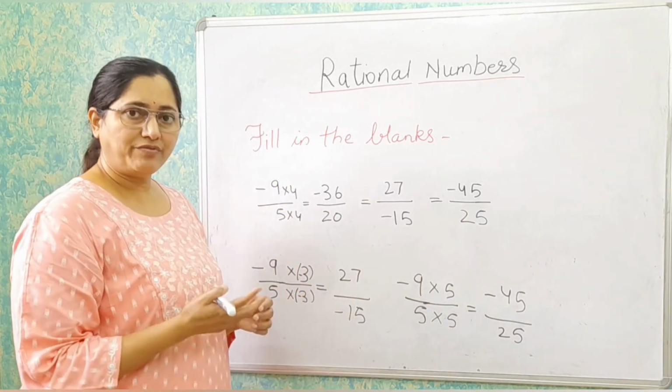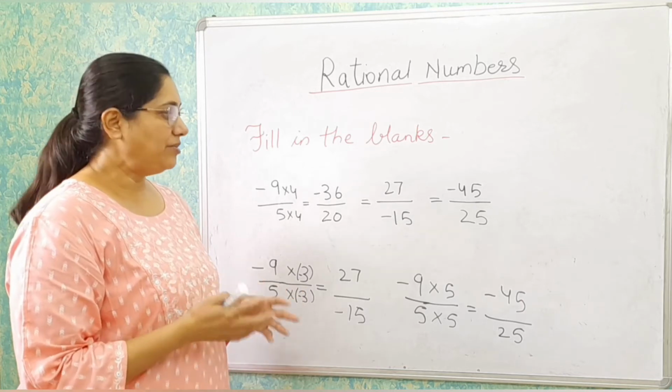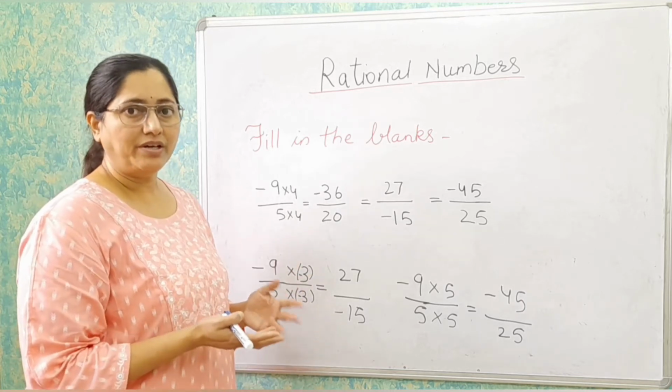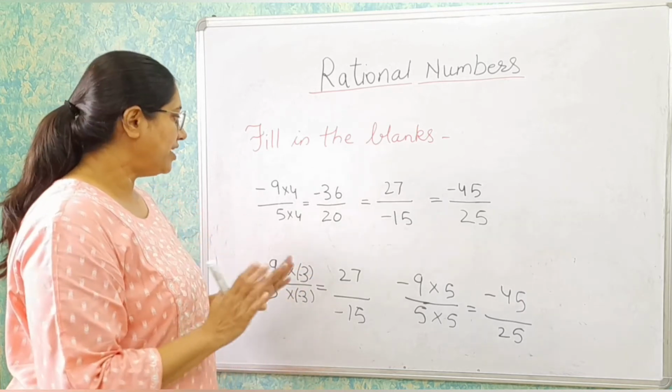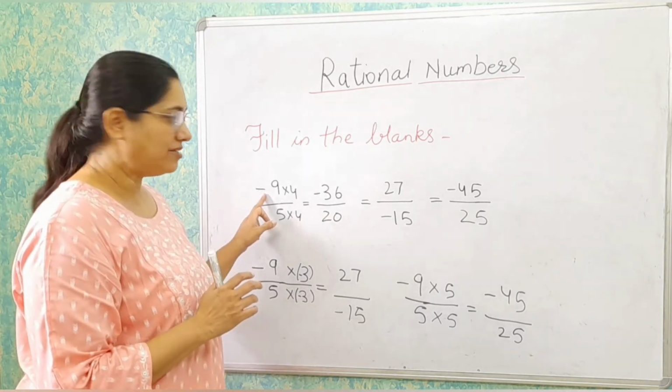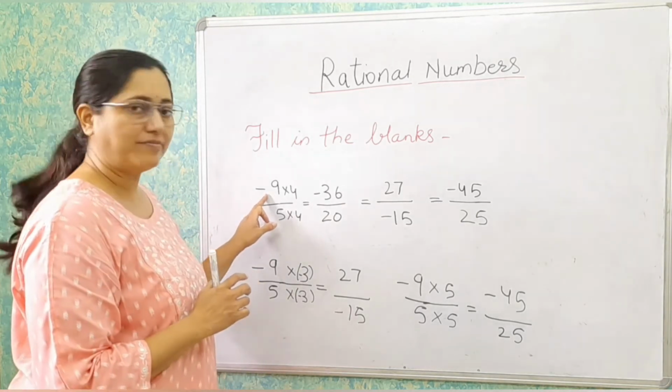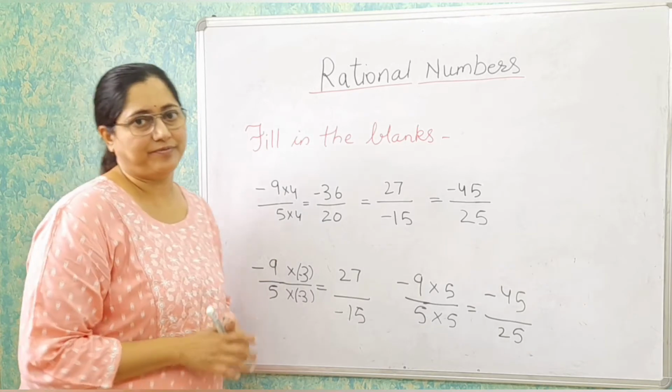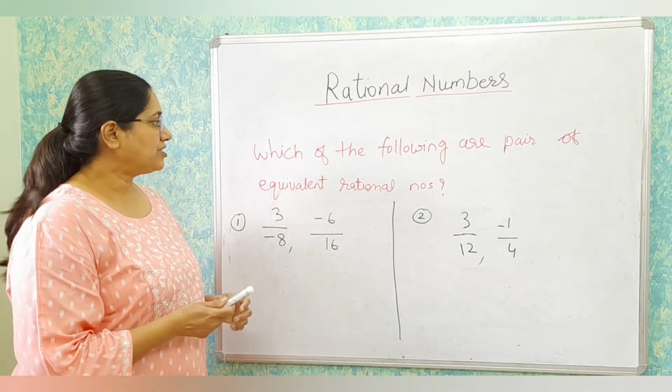In this way we can find out the missing numbers. It may be numerator or it may be denominator, but always start your journey with the base number, and in this case this is minus 9 upon 5. Let's move to our next question.